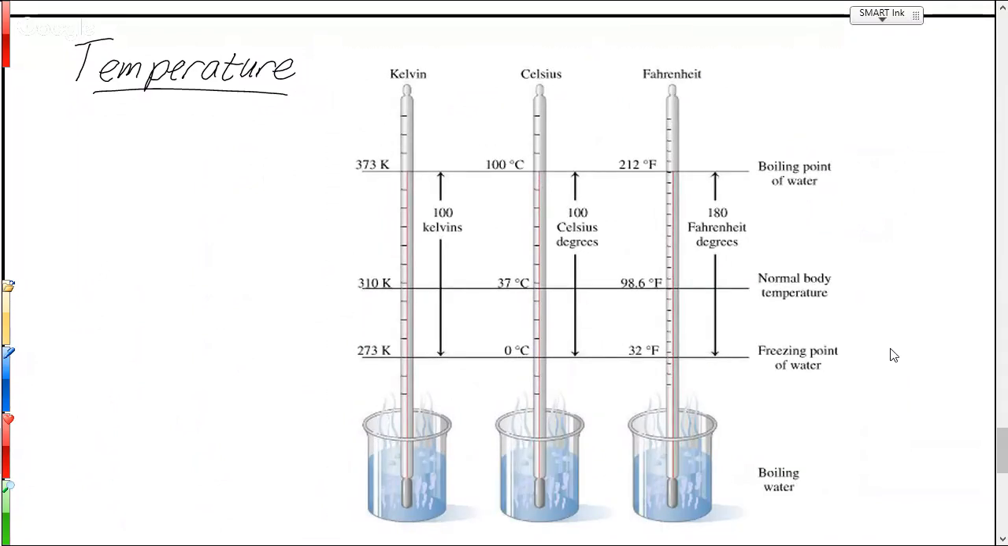So here are 3 thermometers in boiling water. And they all are measuring a different temperature scale. So one is in the Kelvin scale, one is in the Celsius scale, and one is in the Fahrenheit scale. What you can see here is the red line is up to that top horizontal line. That's the temperature of boiling water. The temperature of boiling water is 100 degrees Celsius, it's 212 degrees Fahrenheit, 373 kelvins.